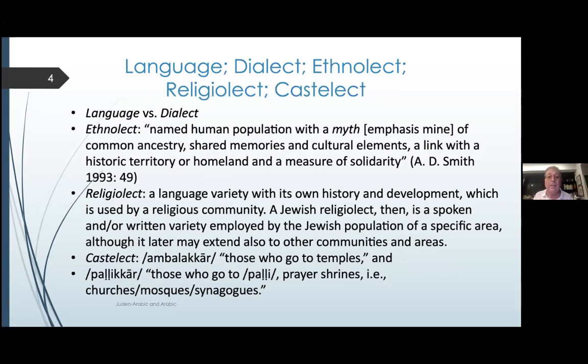So the question is, is it a dialect? Is it an ethnolect? Is it even, I use the term castlect, and I have some examples from Malayalam down there. Not so crucial, but I prefer the term religiolect. Not everybody agrees with me. This has been discussed in the literature, but I like to look at it as a language variety with its own history and development, which is used by a religious community. So I'm not saying that it's always limited to that religious community.